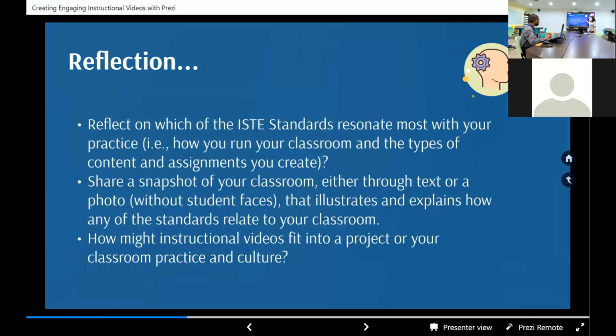Then I'd like you to share with us a snapshot of your classroom. It's up to you. You can use text, put it in the chat, or you can share a screen and show us a picture of how your classroom looks like. It's up to you how you want to demonstrate to us any of the standards that you mentioned, okay?